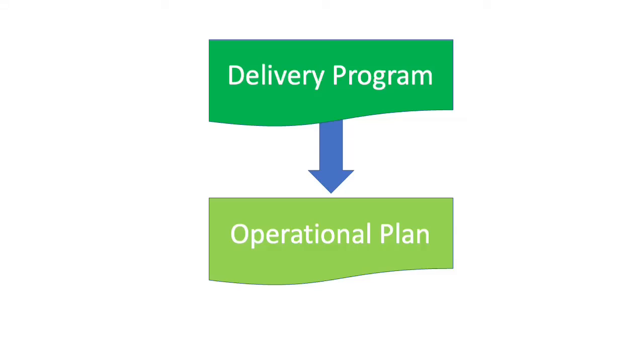This video follows on from the one I produced a couple of weeks back entitled Test Your Council's Strategic Alignment, which was really encouraging councils to follow the Local Government Act and structure their delivery programs based on council's functions rather than the themes from the Community Strategic Plan. I now want to build on that idea and look particularly at the relationship between the delivery program, which I'll refer to as the DP from here on, and the operational plan, or OP.